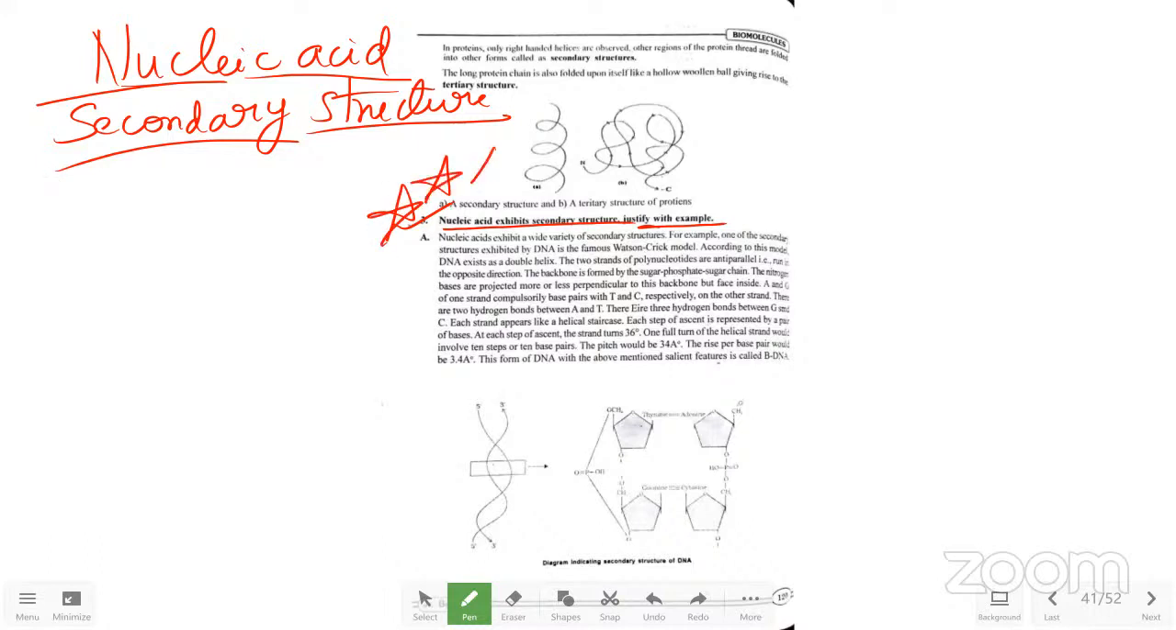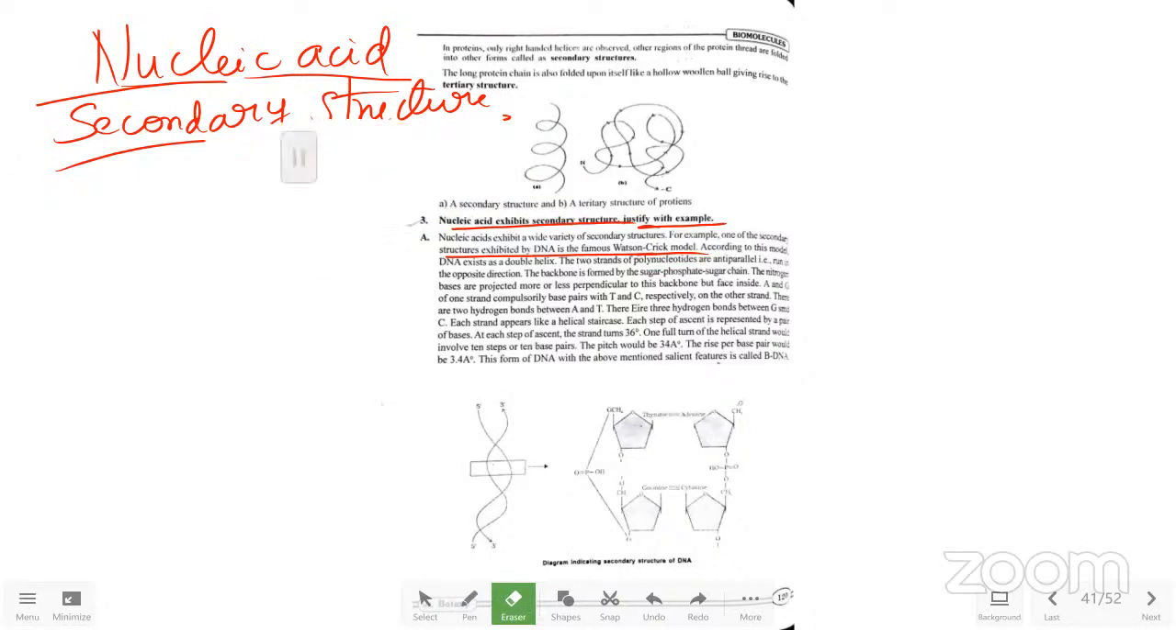Okay, so the first one we'll see, this most important one: nucleic acids exhibit the secondary structure. Nucleic acids mostly have secondary structures in any organism. Secondary structure means the primary structure makes a bond with another nucleic acid, and that is called the secondary structure. The secondary structures of nucleic acids are exhibited by the DNA molecules.